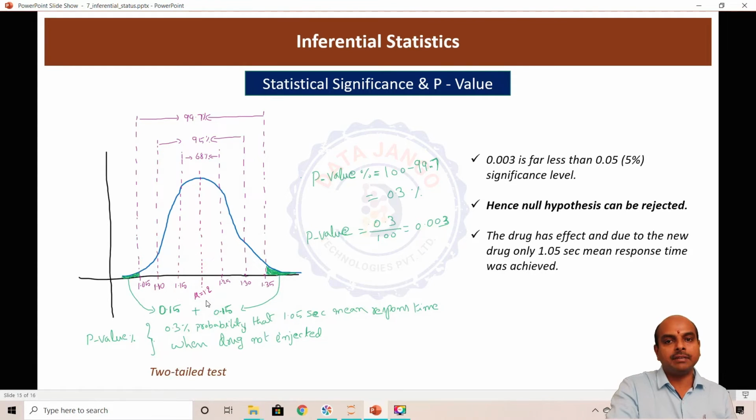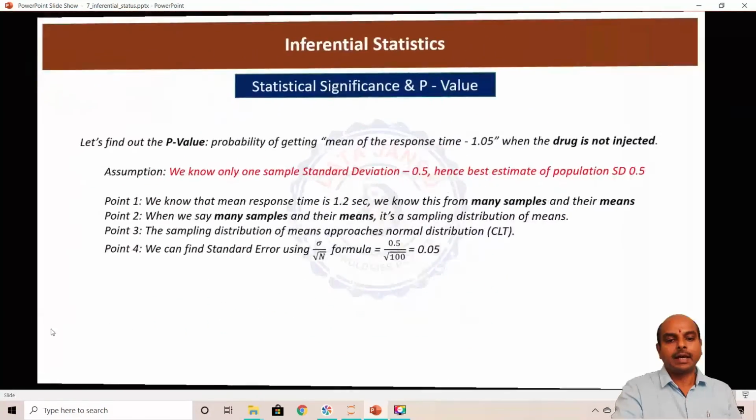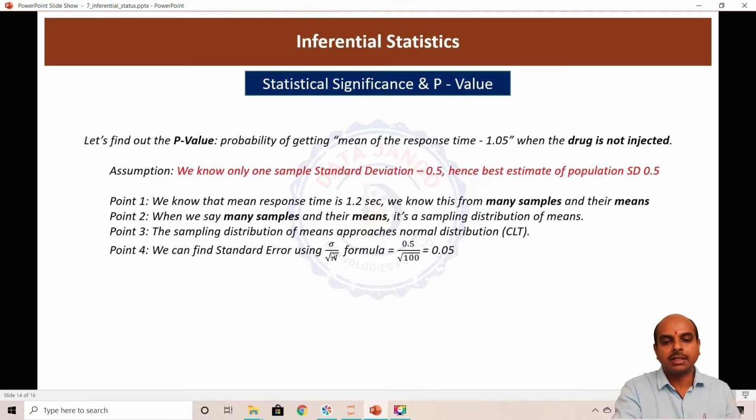If we know the standard deviation, we can find out, in the null hypothesis scenario, how far this 1.05 seconds is from 1.2. Using that, we can calculate the probability, the p-value. So let's go back and look at the standard error formula. The standard error can be calculated with sigma by square root of n. What is sigma here? 0.5 assumed, or best estimation of standard deviation, divided by square root of the sample size, which is 100. 100 rats were taken. So it is 0.05 is the value.